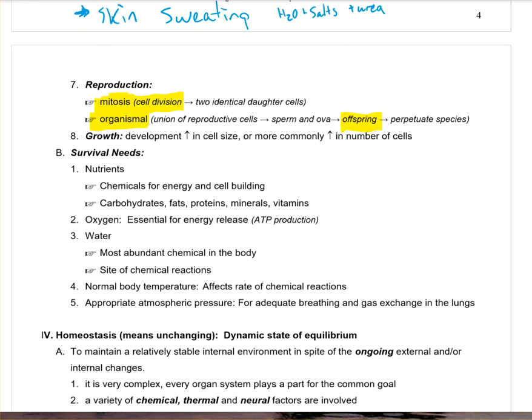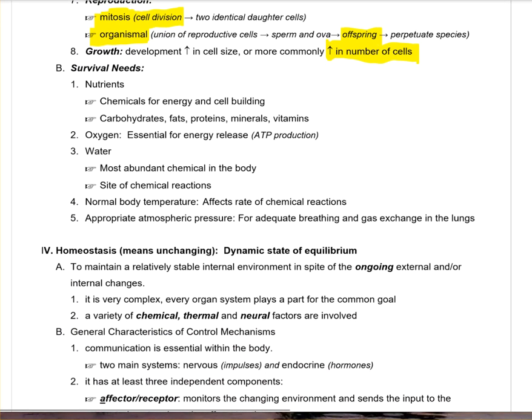And then lastly, growth. We can make cells get bigger, but when we think of growth, we usually are more commonly thinking of the increase in number of cells. So that's usually what we're talking about when we talk about growth. All right. Survival needs. Now, survival needs will be our last topic of this first video, and then we'll pick up with homeostasis in the next video.